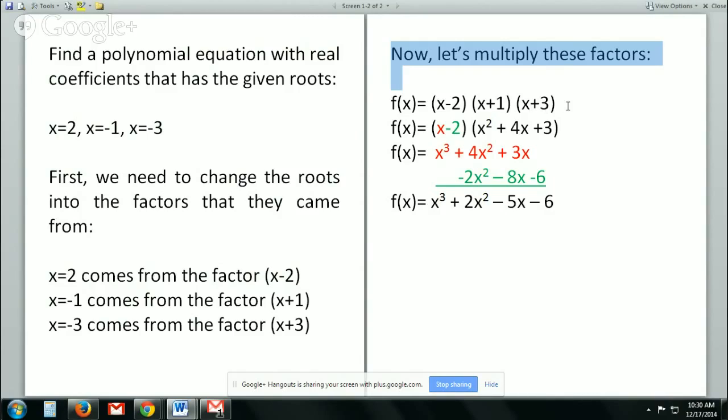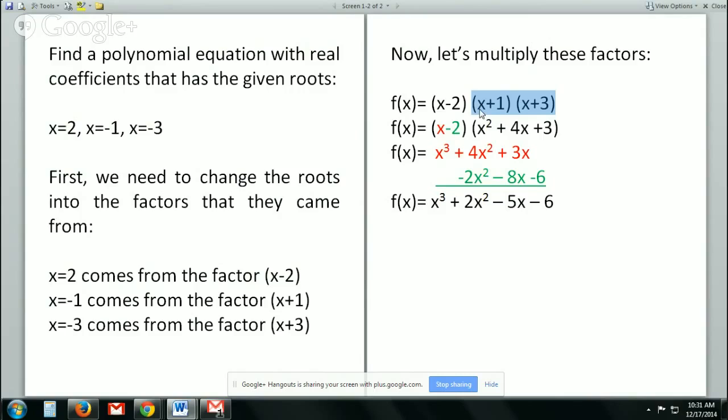For me personally, it is easier to multiply the back two first and to leave the front one to come down. I just prefer to do it that way. It makes no difference the order that we multiply, but for me personally, it's easier. Since this is binomial times binomial, we'll do this using the FOIL method.